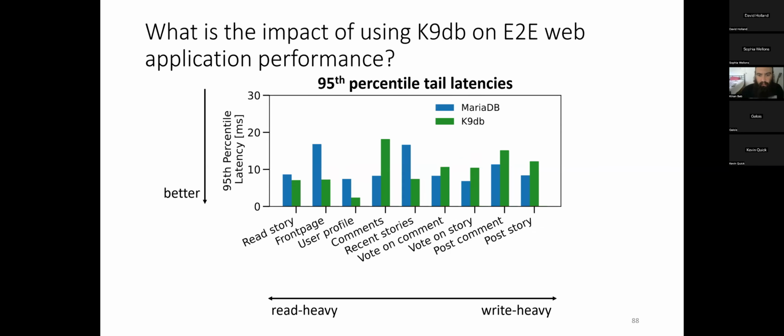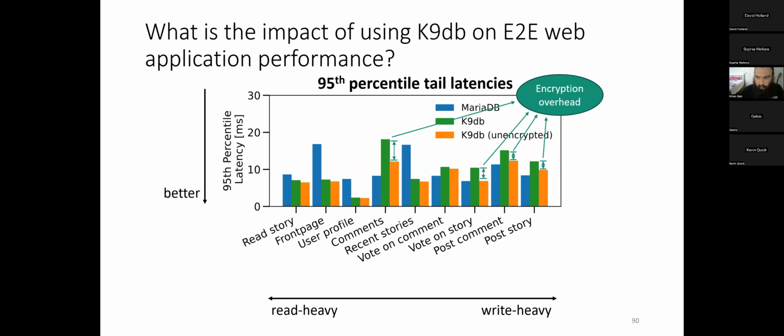Now let's look at the 95th percentile, the tail latencies, and here the picture is a little different. You can see that in the tail, K9db now has somewhat significant overheads, especially in the writes, but also in the comments endpoint, which is not write-heavy. So what is going on here?